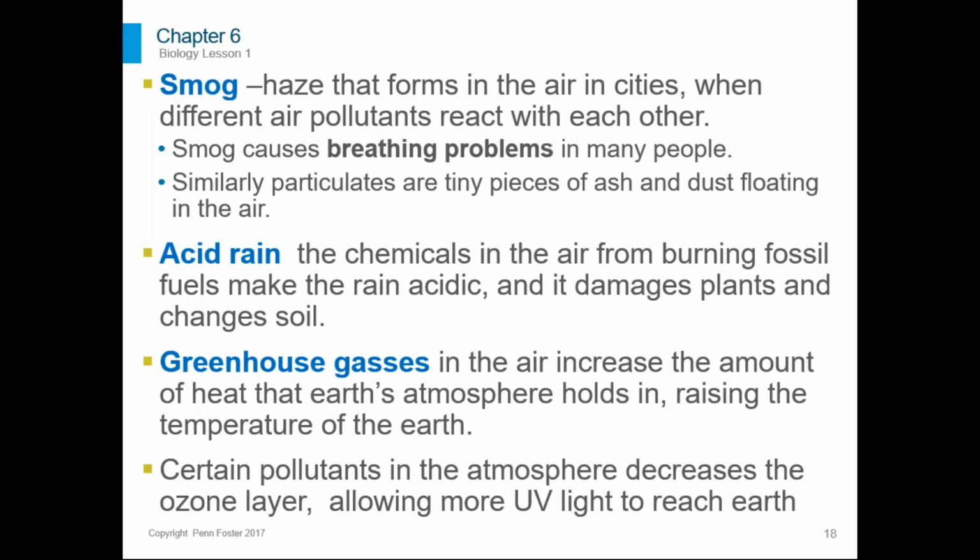So I know this is a pretty dense slide. There's a lot of text on it. Just take a second to read over everything. If you're watching the video, definitely pause, take some notes, come back to it if you need to. But these are all forms of air pollution or effects of air pollution.